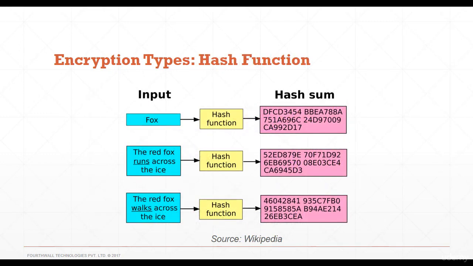So let's talk about the hash function. Here it's basically the one-way encryption. It cannot be reversed in the other way. Let's say the input is Fox. It is run through an algorithm, a hash function, and is converted into a hash sum. On the second line we could see that the sentence, the red fox runs across the ice, is again run through the hash function, and we would get a hash sum. Similarly, this hash sum could not be reversed back to the actual plain text.